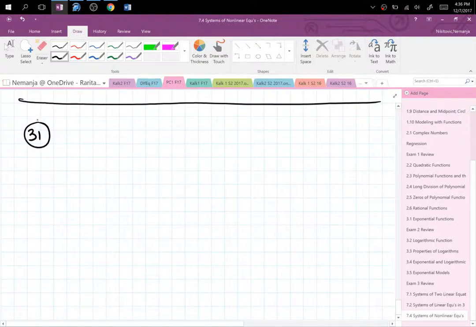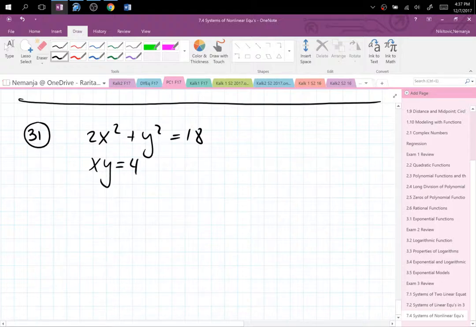Now I'm going to put a timer on. You have 2 minutes. Timer on, challenge on. Problem 31. It says 2x squared plus y squared equals 18. Second equation, xy equals 4. Go.